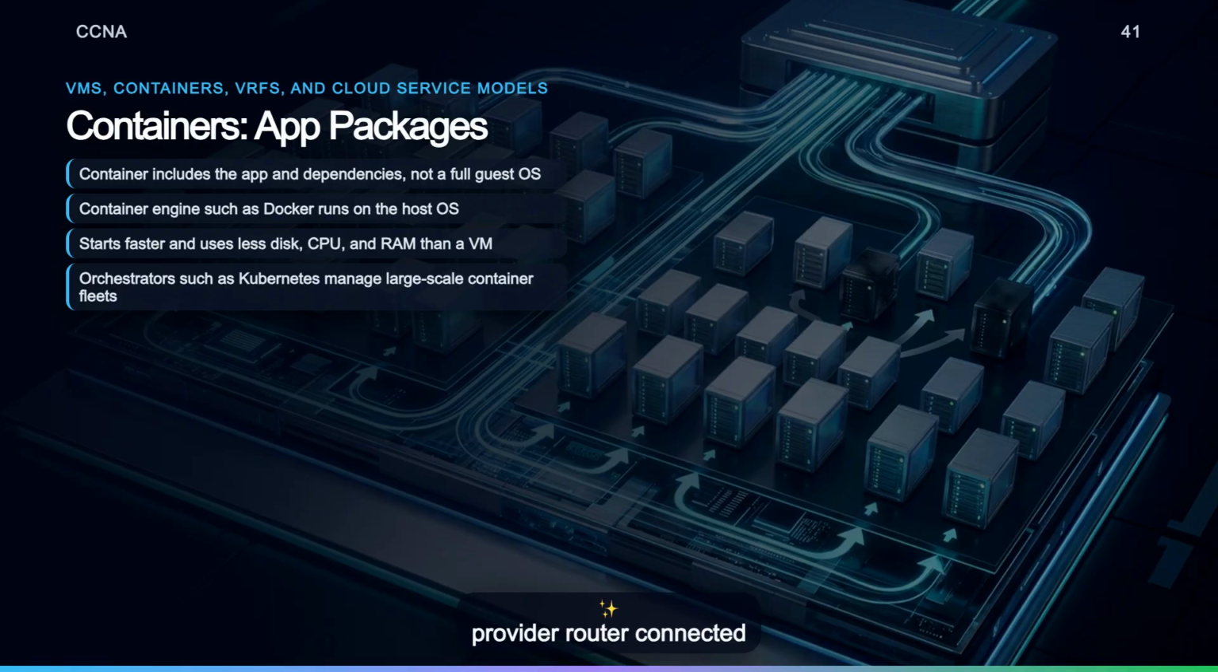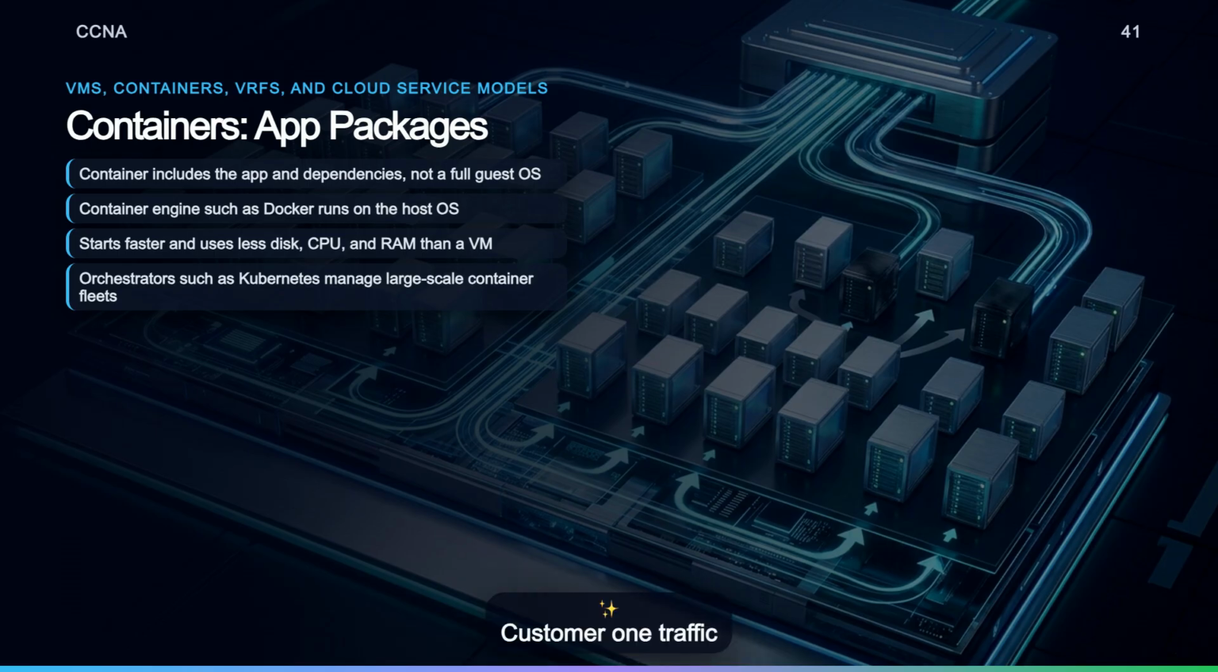Picture a service provider router connected to 3 customers. All 3 customers use the same private subnet, maybe 192.168.1.0/30. Without VRFs, a router cannot place overlapping subnets on different interfaces in the same routing table. With VRFs, each customer gets a separate routing table, so overlapping IP space is not a conflict.